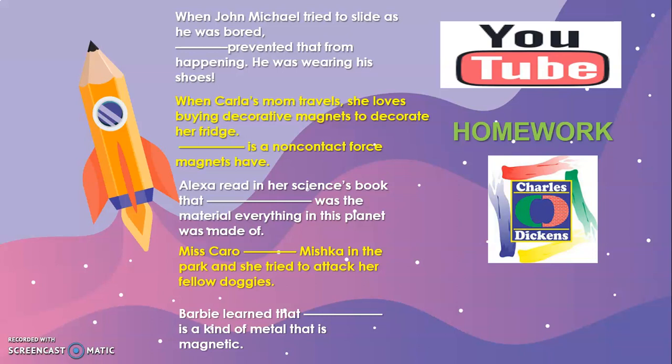Alexa read in her science book that blank was the material everything on this planet was made of. Double-check the glossary, page 120, or go backwards in this video. Next one, David. Miss Caro, blank, Mishka in the park, and she tried to attack her fellow doggies. And finally, Barbie learned that blank is a kind of metal that is magnetic. You have to complete accordingly.